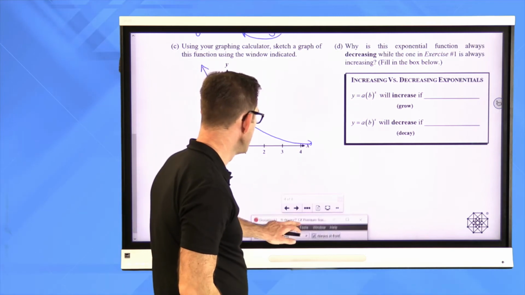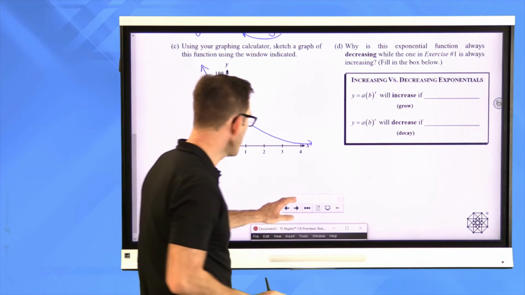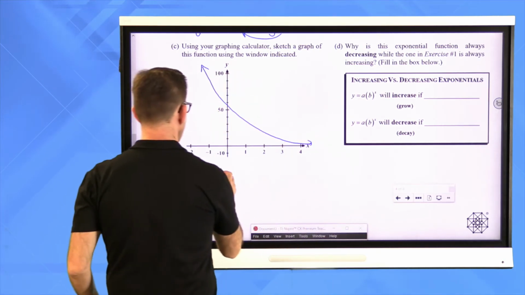Let me get this down a little bit further. Letter D. Why is this exponential function always decreasing while the one from exercise number 1 is always increasing? Fill in the box below. All right, so like before we fill in the box, let me just recall.